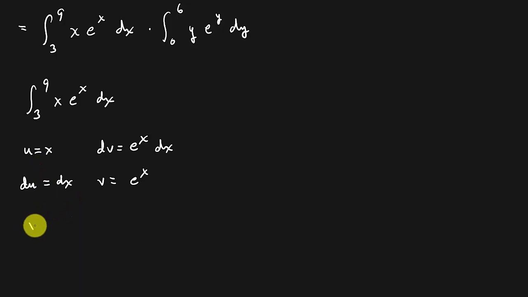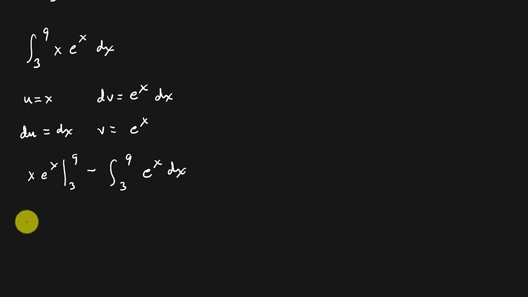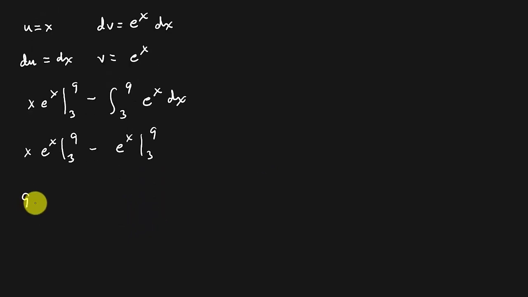So this is going to be x e to the x from 3 to 9 minus the integral 3 to 9 e to the x dx. And so this is going to be x e to the x from 3 to 9 minus, and then when I integrate this, that's e to the x 3 to 9. And so that's 9 e to the 9 minus 3 e cubed minus e to the 9th minus e cubed.